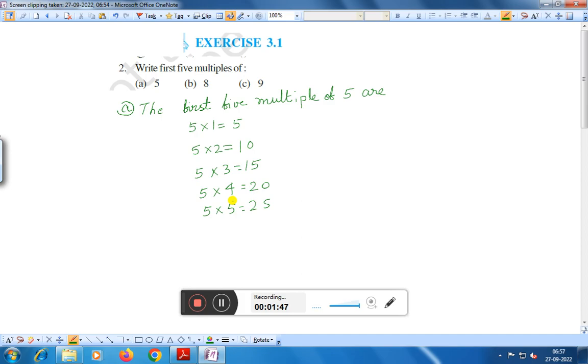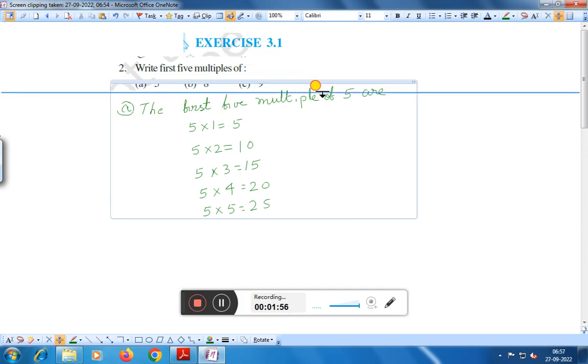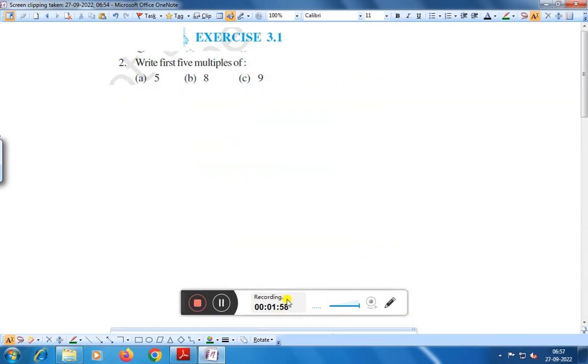Now we'll do question number B. You have to find the first 5 multiples of 8. Right? We'll find the first 5 multiples of 8.